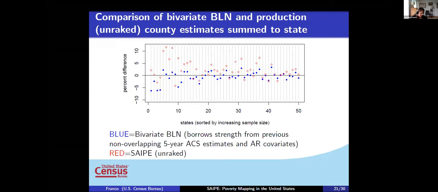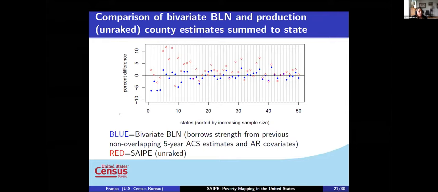So here we have a little comparison between the bivariate BLN, and the bivariate here borrows strength from the previous non-overlapping five-year ACS estimates and administrative records covariates. So the five-year estimates, if you recall, are based on pooled data for 5 years of data estimation. So this is a bivariate model. And this comparison here basically aggregates the two different models by state and compares them to the direct estimator. So these are the percentage differences.